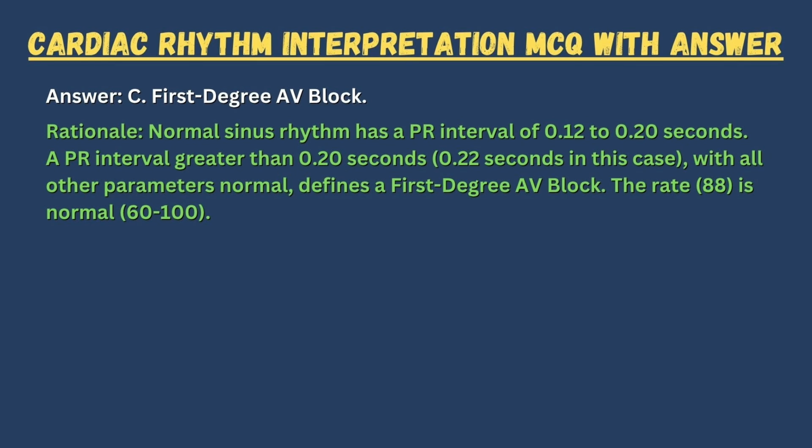Rationale. Normal sinus rhythm has a PR interval of 0.12 to 0.20 seconds. A PR interval greater than 0.20 seconds, 0.22 seconds in this case, with all other parameters normal, defines a first-degree AV block. The rate 88 is normal, 60 to 100.